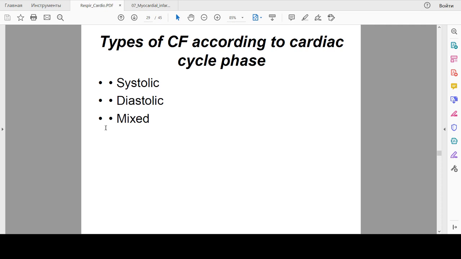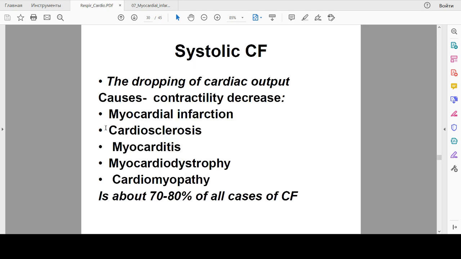Except for the previous, cardiac failure may be classified according to the cardiac cycle phase which is injured. And it may be systolic, diastolic, or mixed. Systolic type. Obviously, the main thing which happens here is the dropping of cardiac output. Systolic effort and cardiac output drop first of all because of contractility decrease. Again, direct myocardium injury by necrosis, sclerosis, inflammation, dystrophic, and other abnormal processes. It is the most frequent type, happening in 70–80% of all cases of cardiac failure.